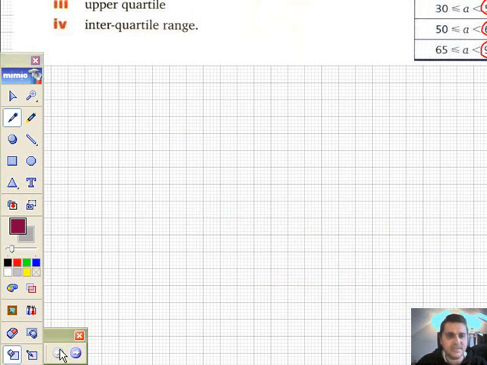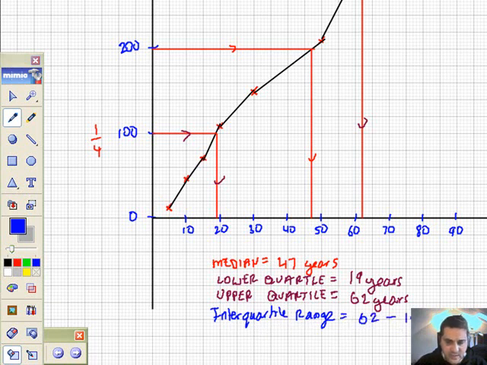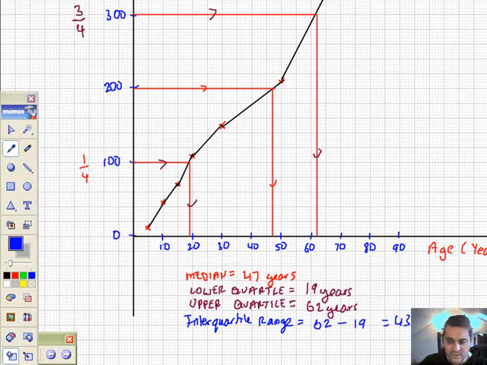And finally, what does it say? The interquartile range, you may remember, that's going to be the upper quartile, take away the lower quartile. Let's just change colour again. Let's go to generic blue. So, interquartile range, let's just show our working. It's 62, take away 19. If I take away 20, I'm down to 42 and pay one back. So the IQR is 43 years. It's a measure of spread of ages on that train.